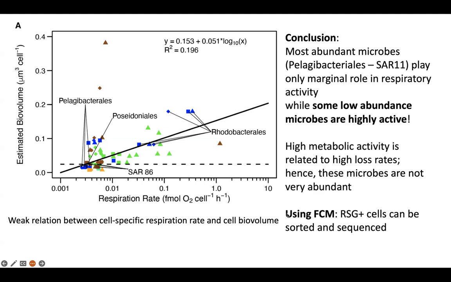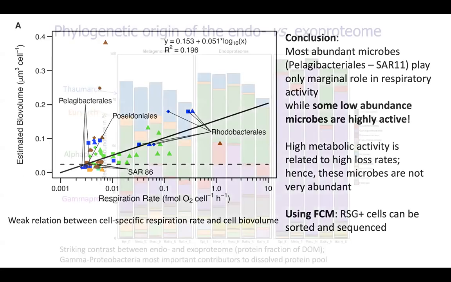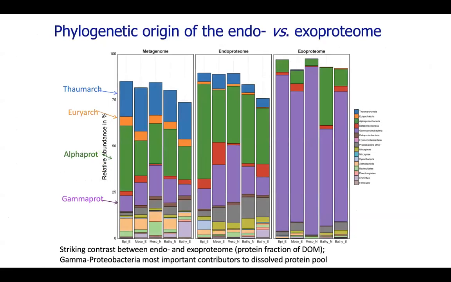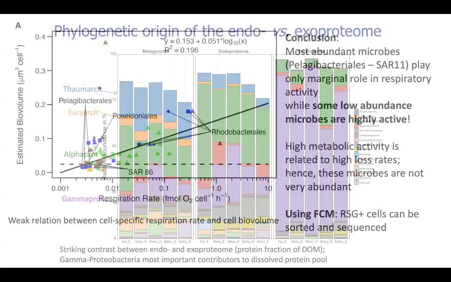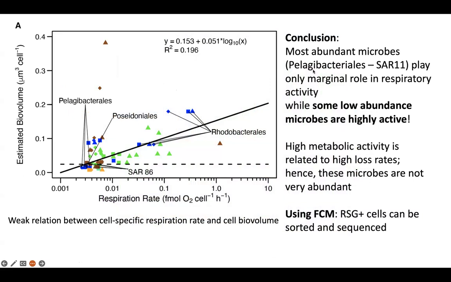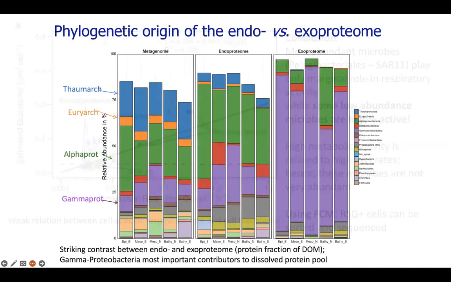Okay, and as I mentioned already, if you use flow cytometry, you can easily sort these RedoxSensorGreen positive cells, and you can sequence them. And the nice thing is what we concluded, that the most abundant microbes are only marginally important in terms of respiratory activity. This corresponds quite well to what we found using a proteomics approach and the genomics approach.